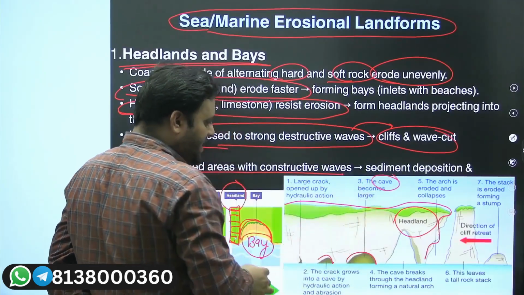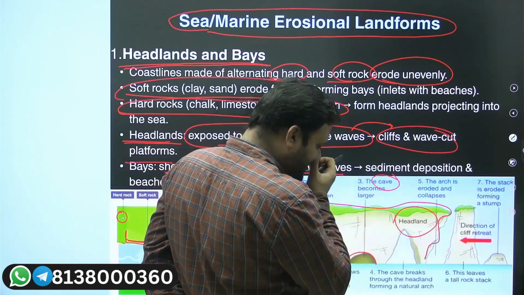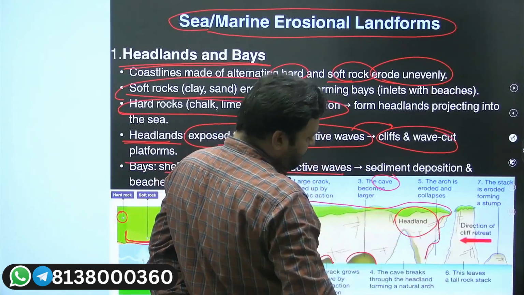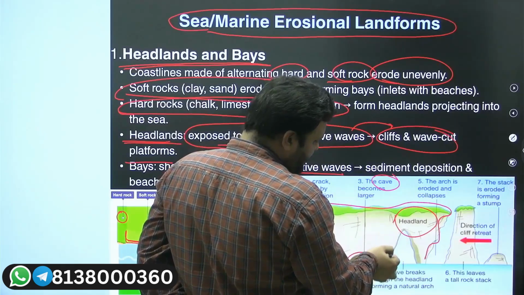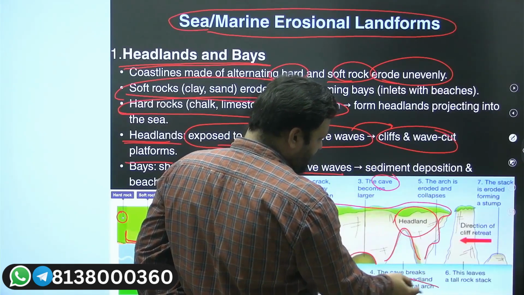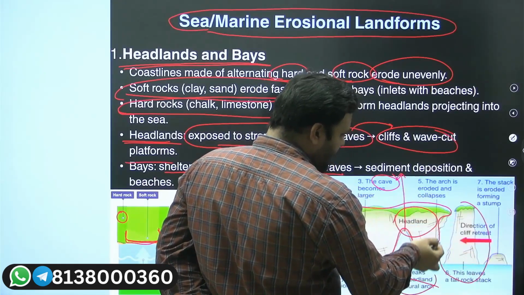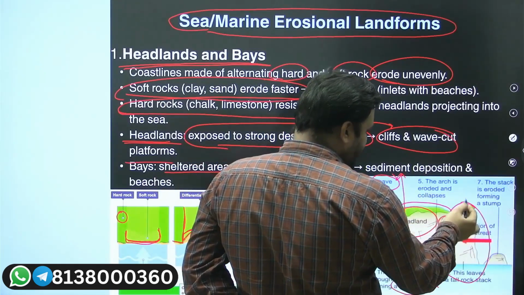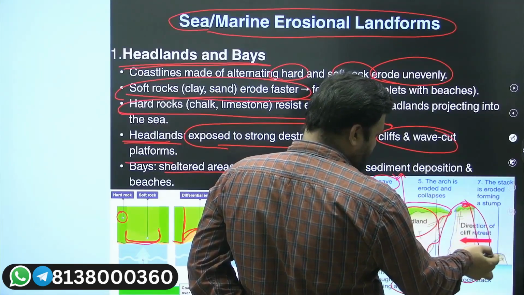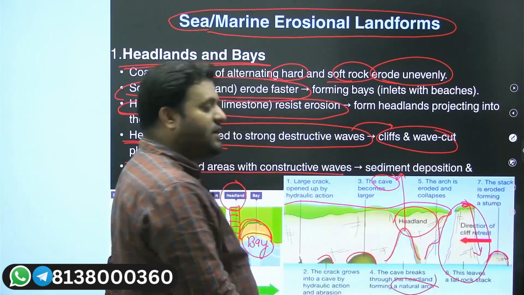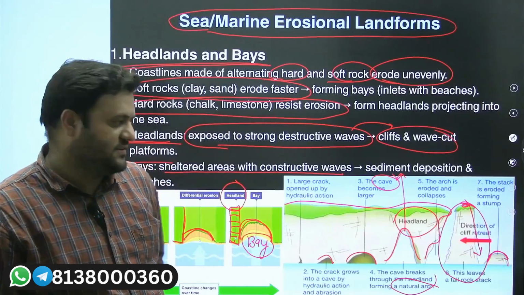Suppose we have a minor crack; if the crack goes deeper, that will be called a cave. If this cave has a hollow created through it, that will be called a natural arch. Then if it moves further, we have an isolated part called a stack, and if the stack is subjected to erosion, that will be called a stump. You see all of these.